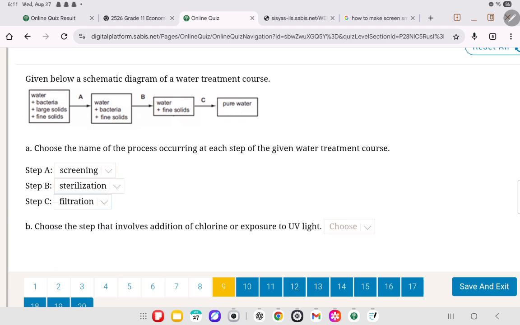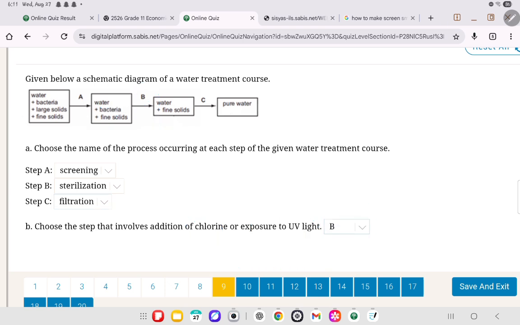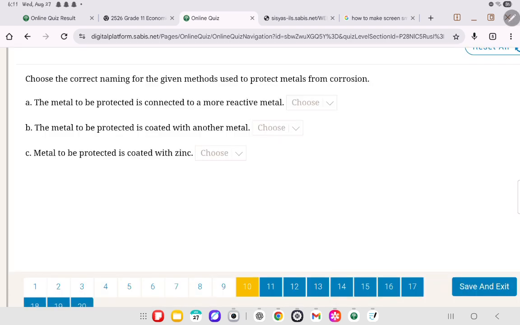Now, which step involves the addition of chlorine or exposure to UV light? Very simply, you know that chlorine and UV light kills what? Kills bacteria. And in which step did we remove the bacteria? We removed the bacteria when we went from this step to this step, which is basically path B. So from step B, we added chlorine and we got rid of the bacteria. We'll move on to question number 10.